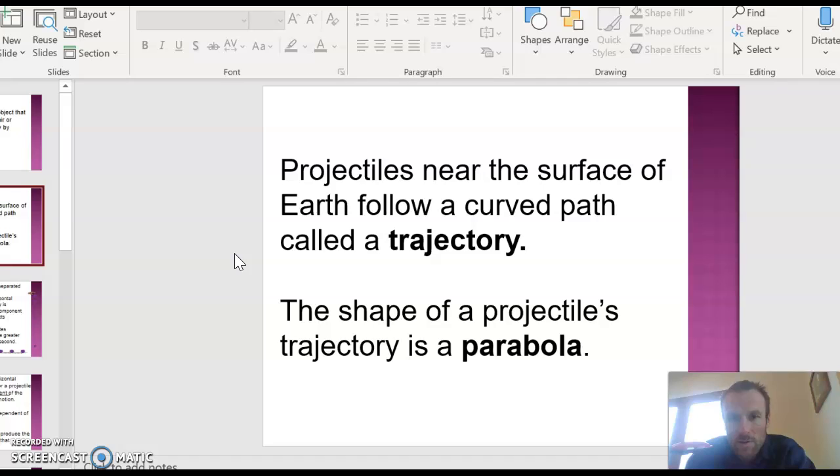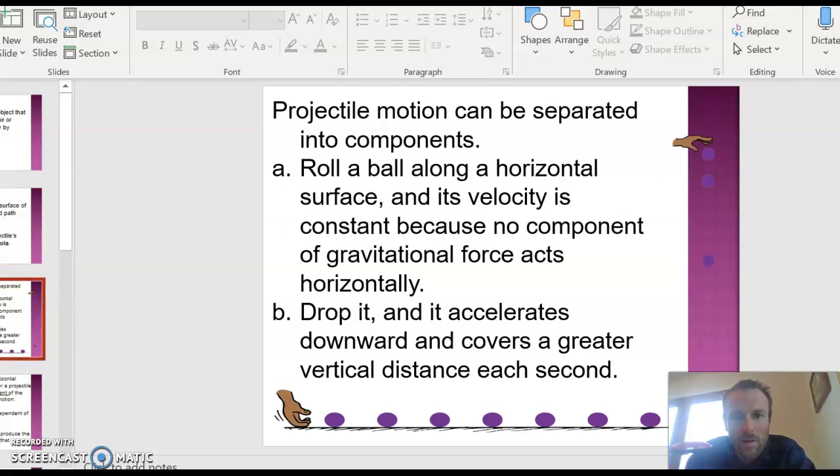One important thing to note is that near the surface of the Earth, due to the effects of gravity, all of these projectiles follow a curved path called a trajectory. And so you should be familiar with that as you've seen many projectiles in your life, I'm hoping. All you soccer players out there know that you kick the ball up and it follows this parabolic path. And what you might not know is that we can separate the motion of that projectile into components.